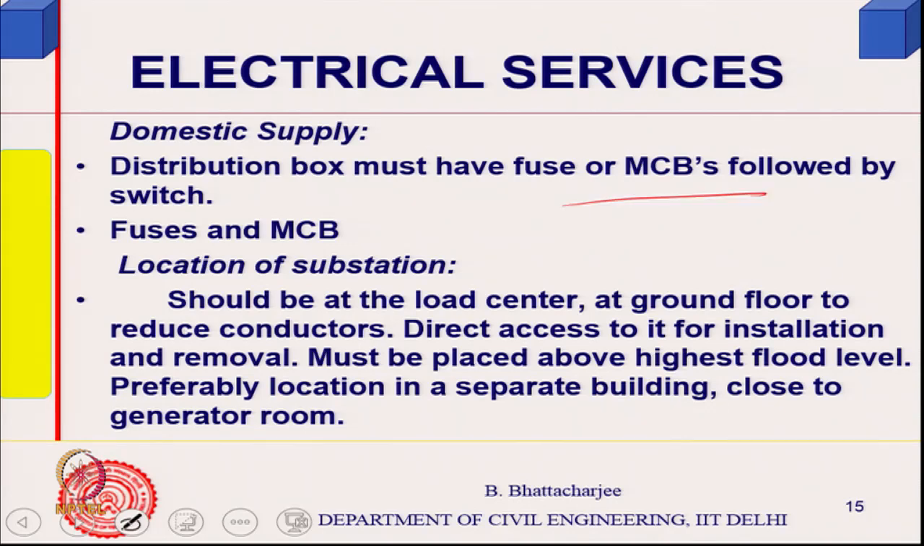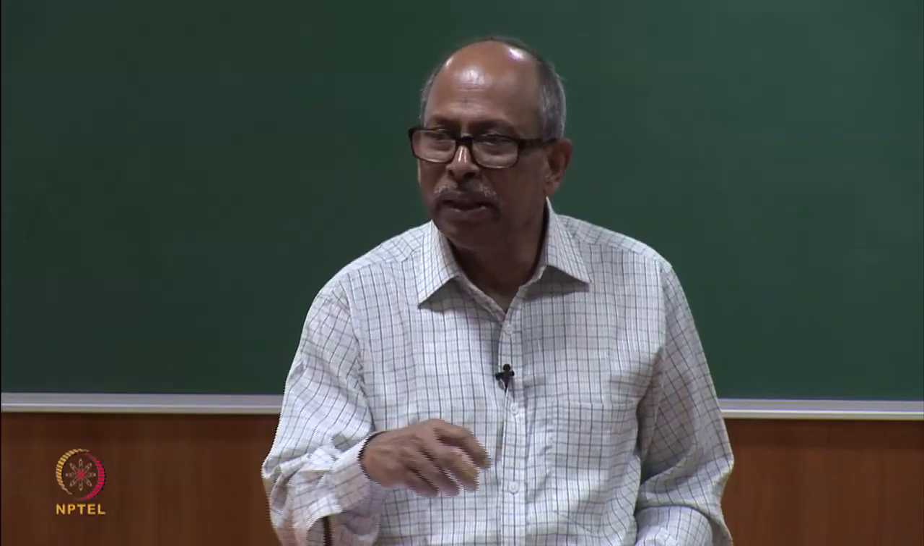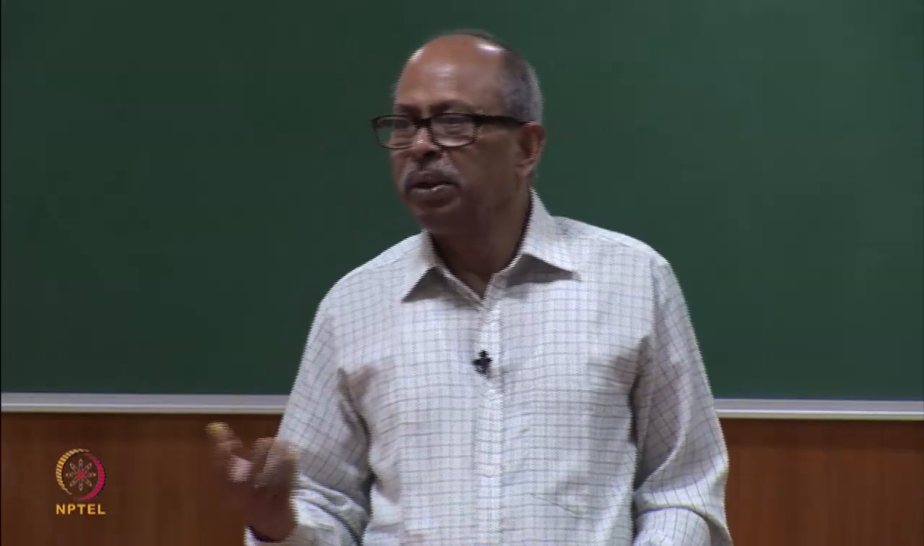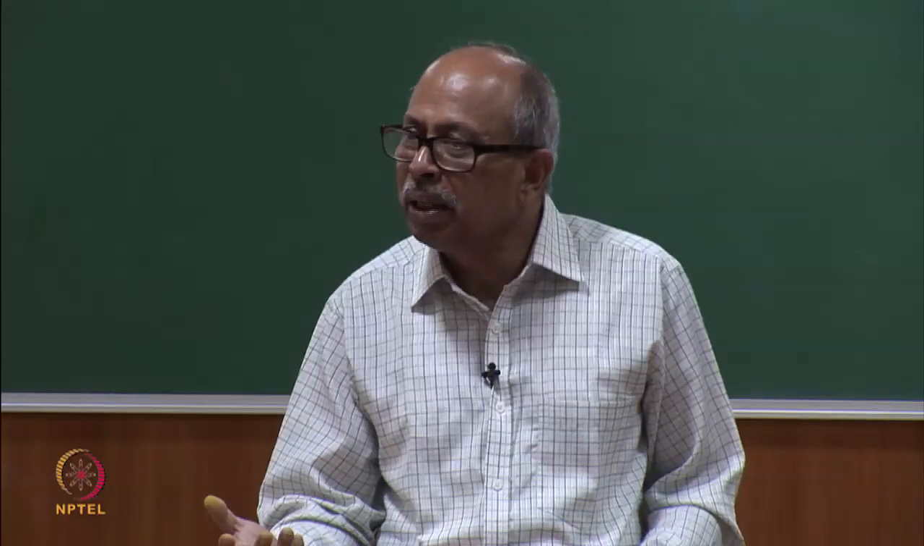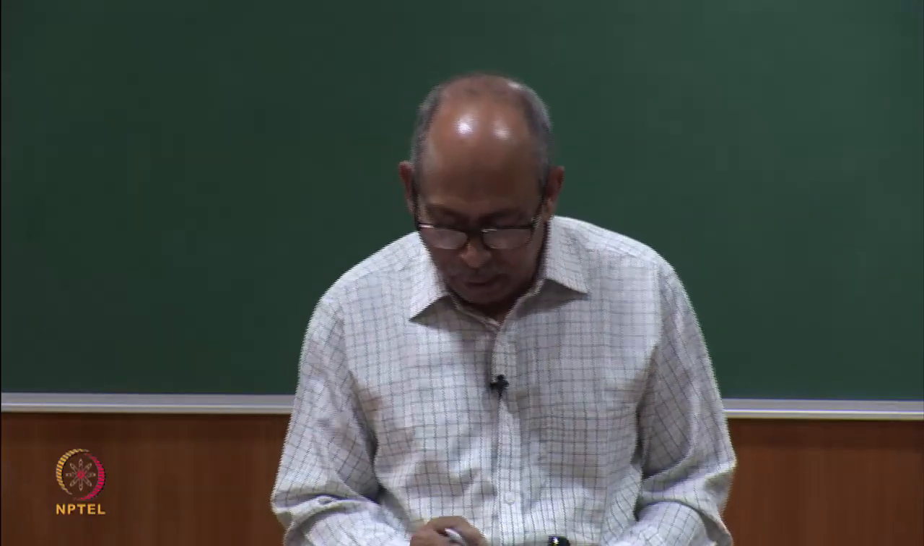That is what I have already said. Distribution box must have fuse or MCBs followed by switch. Fuses, as we have said, should be at the load center. The substation should be located at the load center, at ground floor to reduce conductors, with direct access for installation. If the transformer has to be taken out and placed, or maintenance has to be done, you have to lift it and put it on a truck. So, direct transport access should be available.